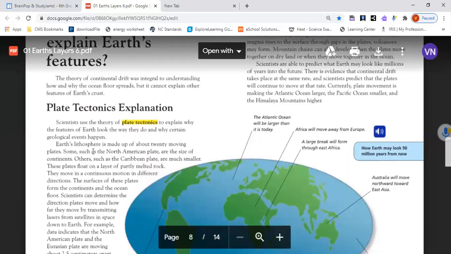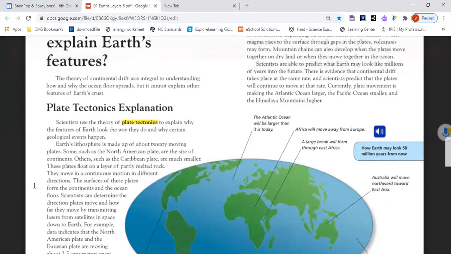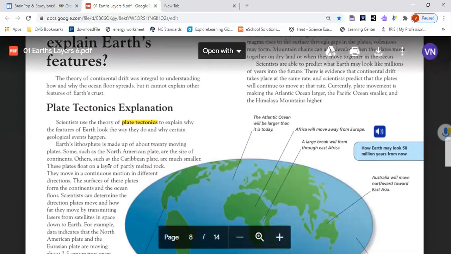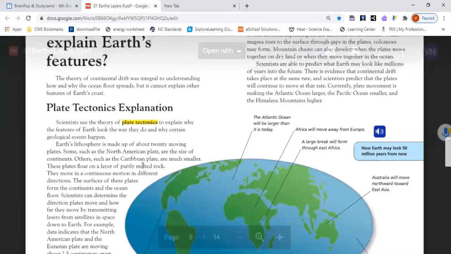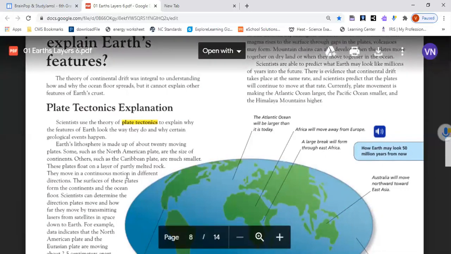Some, such as the North American plate, are the size of continents. Others, such as the Caribbean plate, are smaller. These plates float on a layer of partially melted rocks. They move in a continuous motion in different directions. The surfaces of these plates form the continents and the ocean floor.